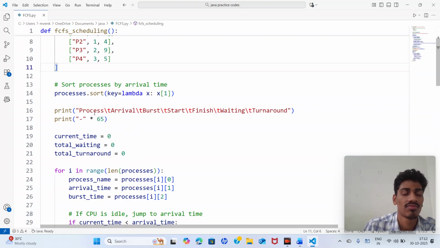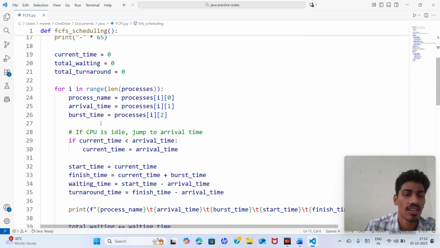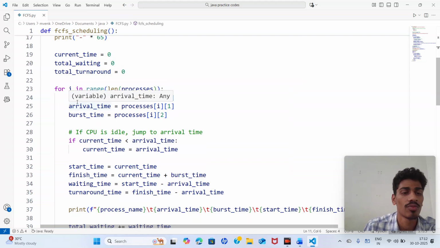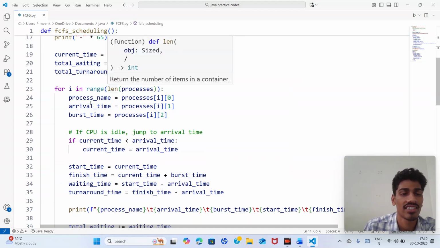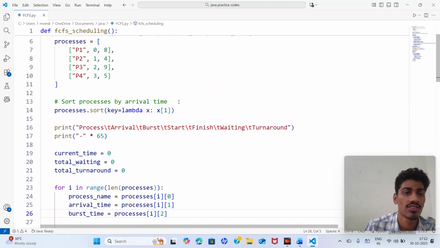We are using a lambda function to sort by arrival time, and we are printing a table. The headings are process, arrival time, burst time, start, finish, waiting, and turnaround time. We have initialized current time as 0, total waiting time as 0 and total turnaround time as 0. Now we'll loop through the n size list.